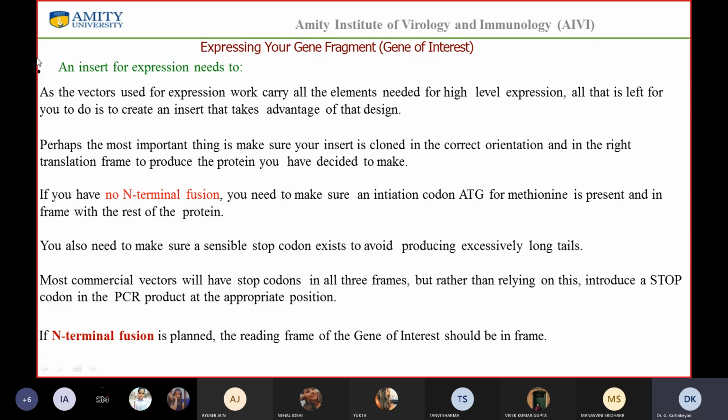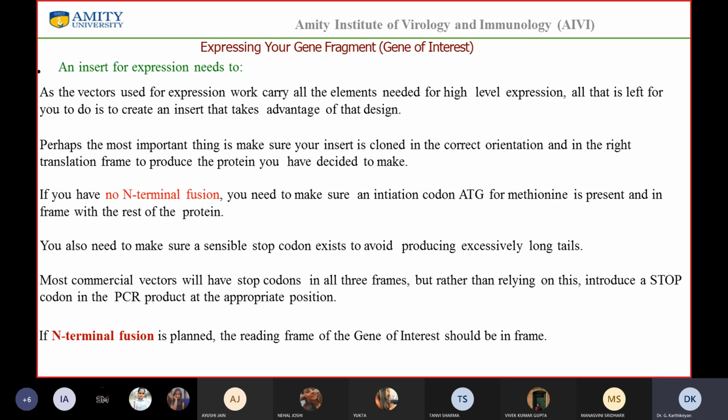Perhaps the most important thing is that we need to make sure that the insert is cloned in the correct orientation and in the right translation frame to produce the protein that we are trying to make. This is something that essentially comes by error. Many times people have a cursory glance and decide, okay, I will clone this vector, and then they realize that the reading frame is not correct. Now, of course, you have several bioinformatics tools available, so you can do a lot in silico before you actually do the real experiment. That is the big advantage.